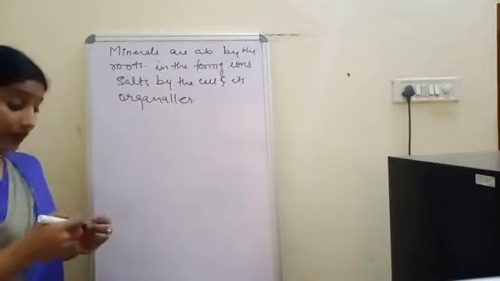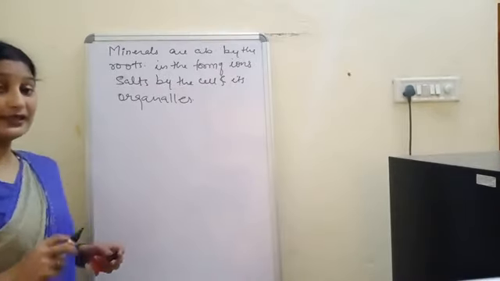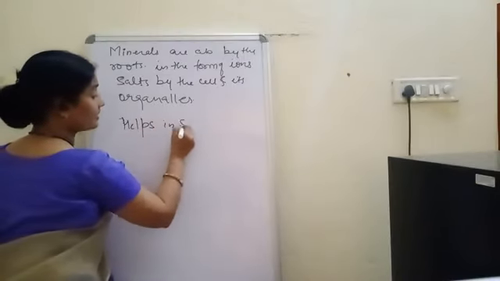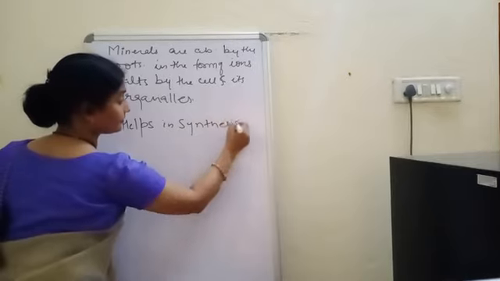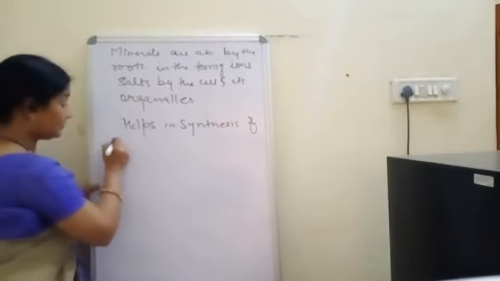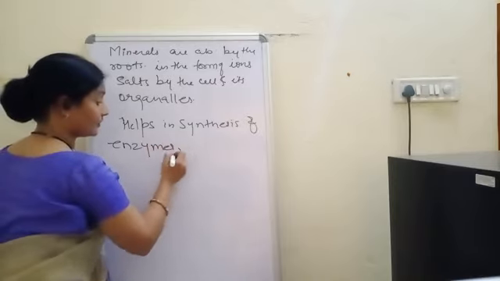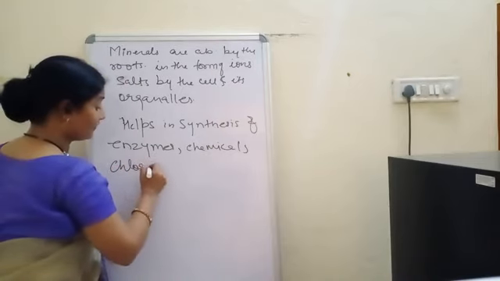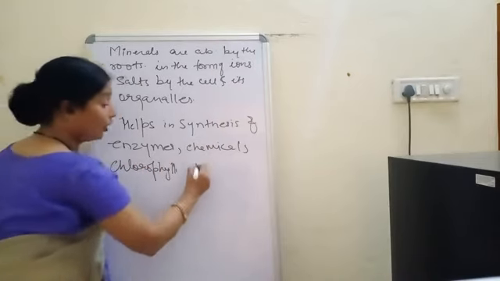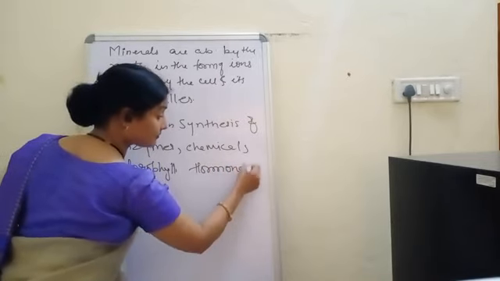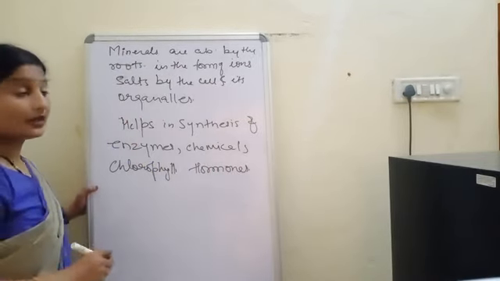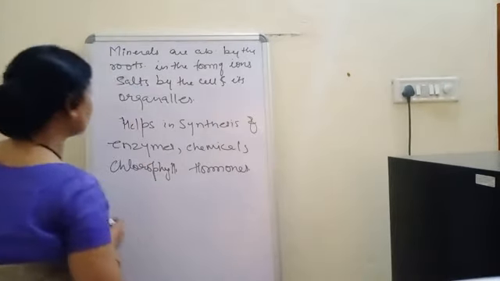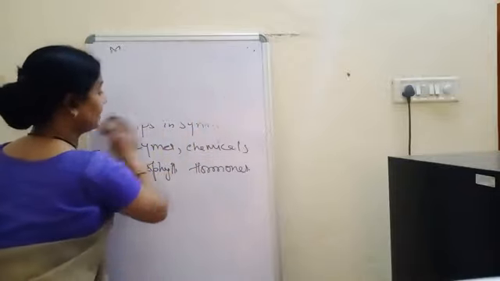Okay. Now, what is the basic need of the mineral? The basic need of the mineral is that it helps in the synthesis of what? Enzymes. Okay. Chemicals. Okay. Chlorophyll. Hormones. For all these purposes, our plant needs minerals. And now we have some important minerals and their need by the plant.